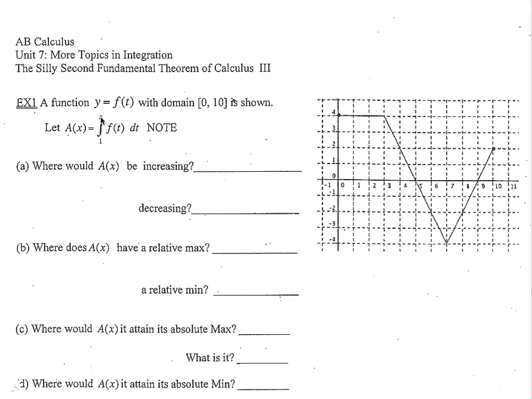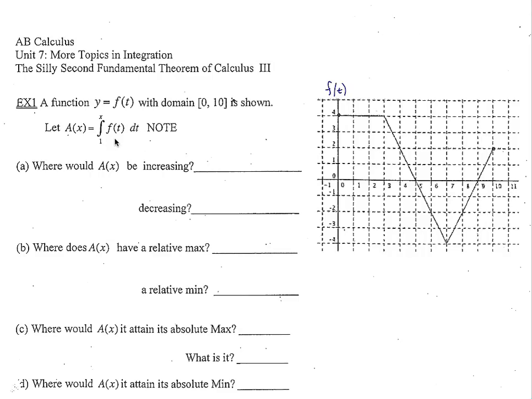So we're going to let the upper bound vary, that's our variable, and we're going to watch how the integral either increases or decreases. So over here, this is our function f of t. Make a note here that this here is f of t, and then we're looking for A of x, the integral.